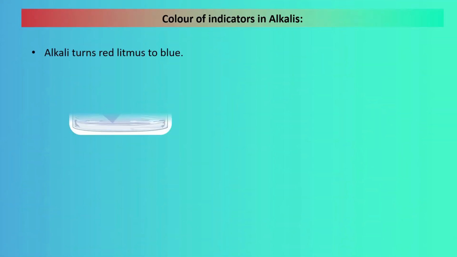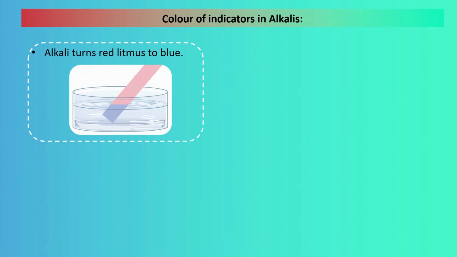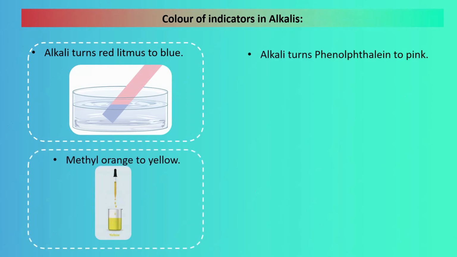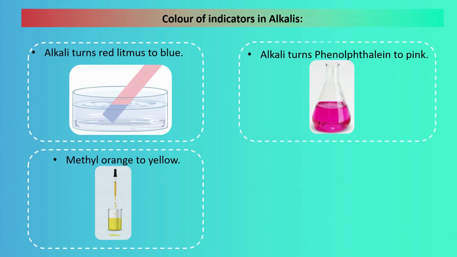Color of indicator in alkalis. Alkali turns red litmus to blue, methyl orange to yellow, phenolphthalein to pink, and the universal indicator to blue or violet.